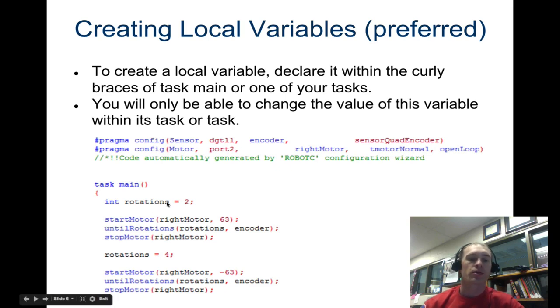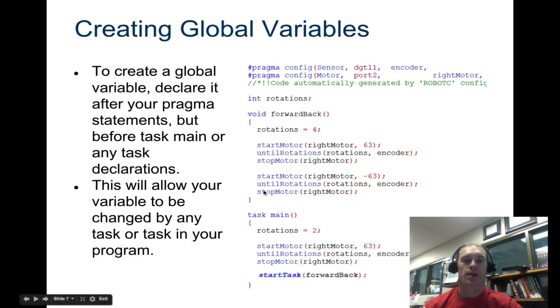So we've declared rotations and set it equal to 2, and then we've called that variable right here. We are saying start the motor at half speed until rotations, which is this number, and rotations is actually a number, which is 2. So it goes twice, reads the encoder, it rotates twice, and then it will stop the motor. Now we've changed the value of rotations to 4, and we run this program again backwards, but this time it goes 4 times. So that's one example of how you do local.